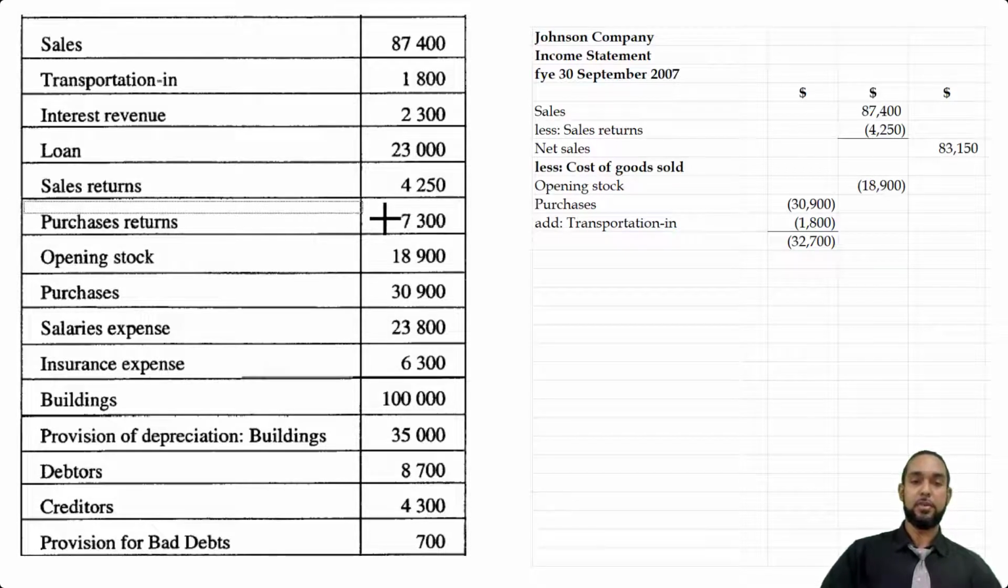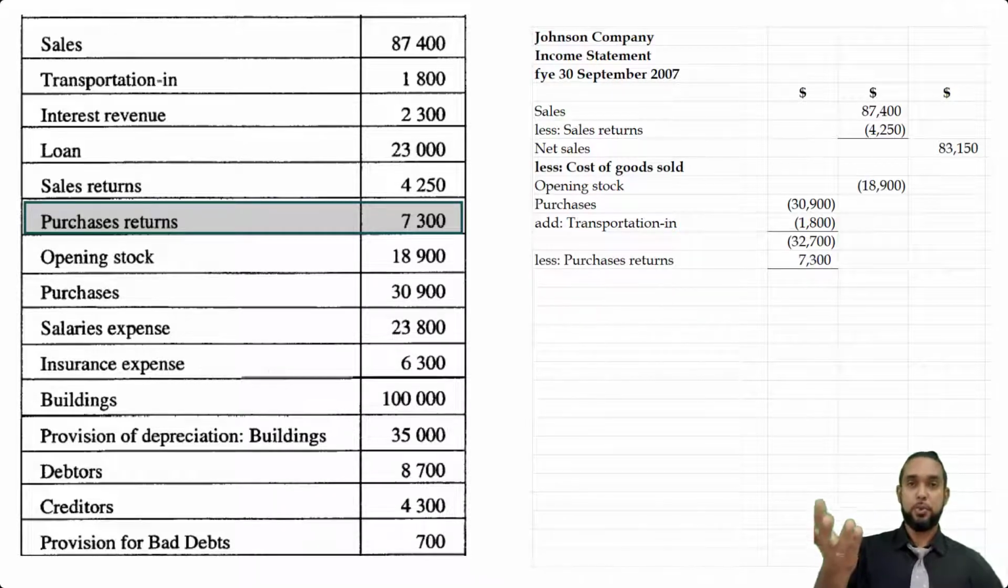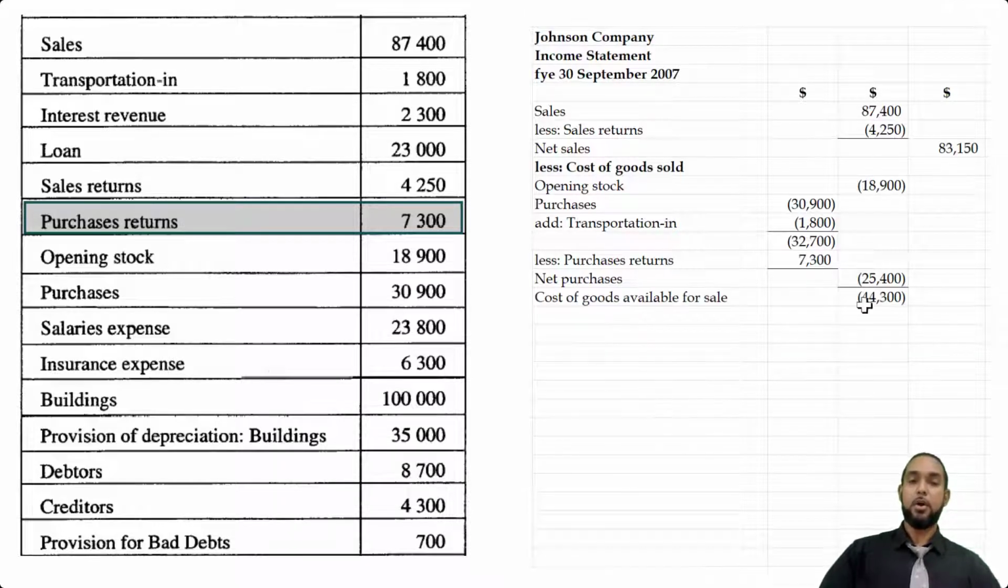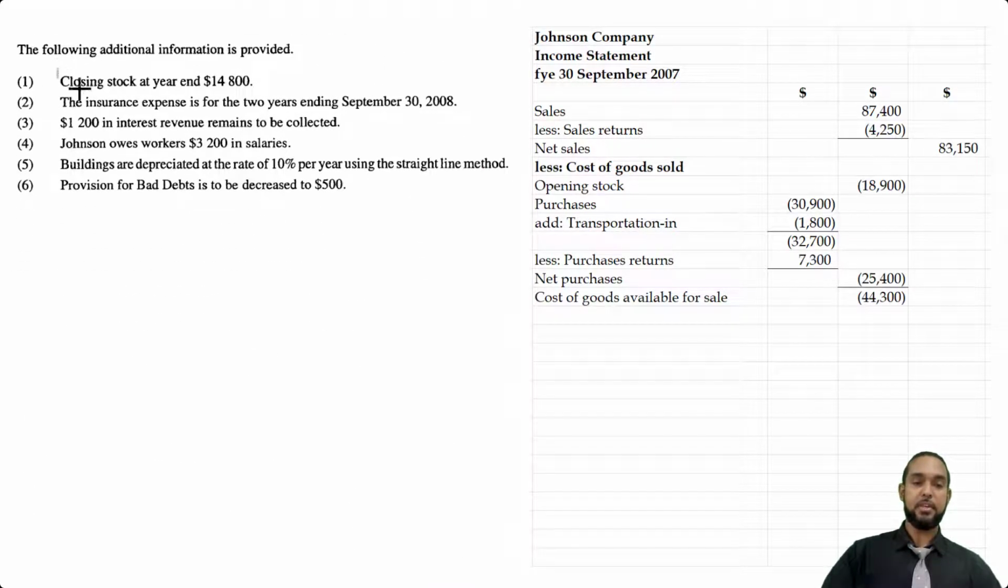And of course, don't forget, just like how we have sales returns, we have purchases returns, which has to be deducted because we sent those back. So we no longer have those goods, so we can't count their cost as part of the current cost structure. So the net purchases is 25,004, which will be added to the 89 of opening stock to get your cost of goods available for sale of 44,300. The final item is the closing stock, which was given down in the additional information section, 14,800.